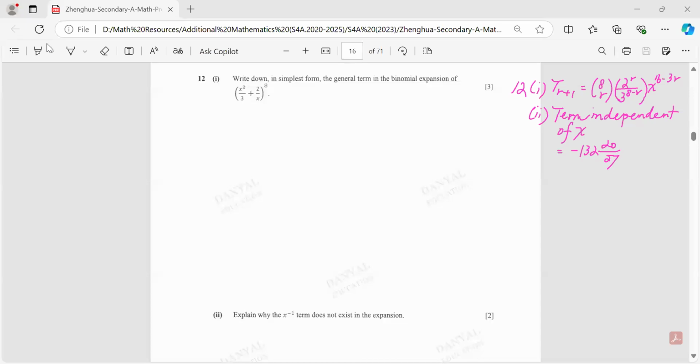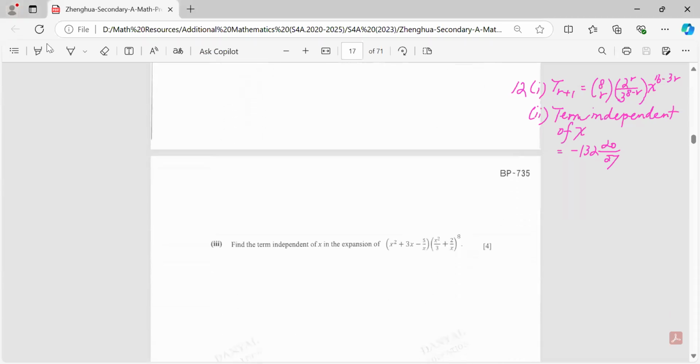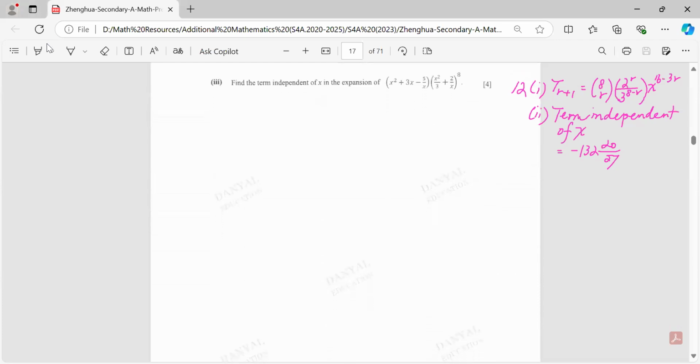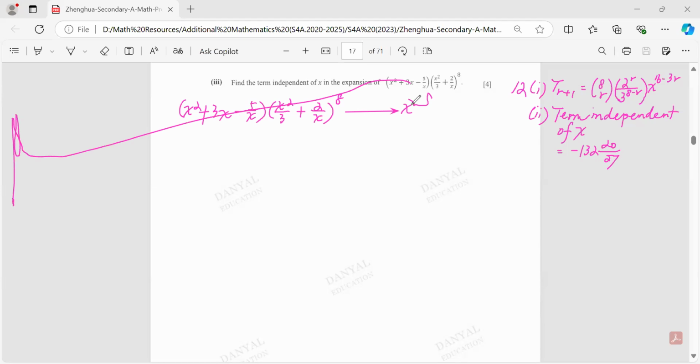Okay, there is a third part somewhere. Now we need to find the term independent of x in the expansion. So x to the power of 0 term.